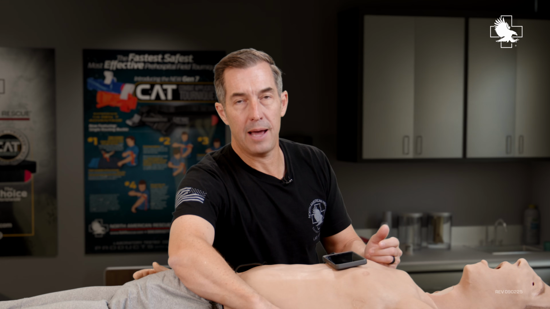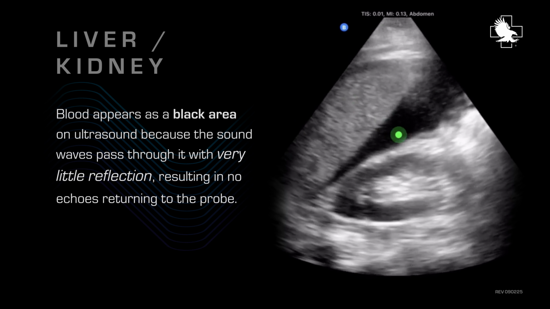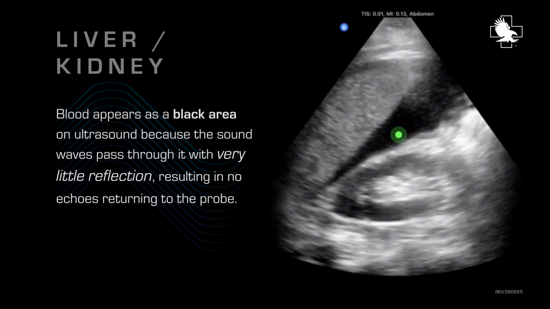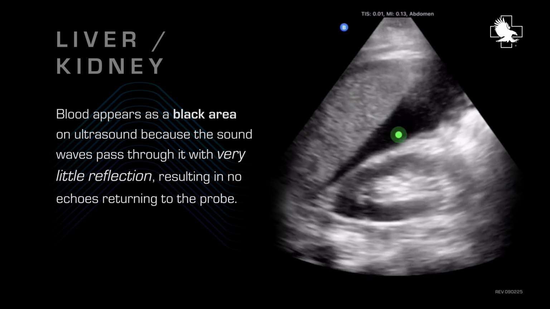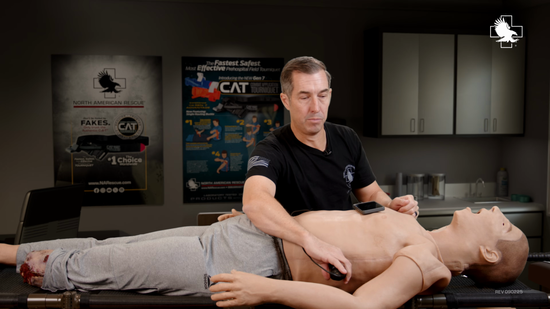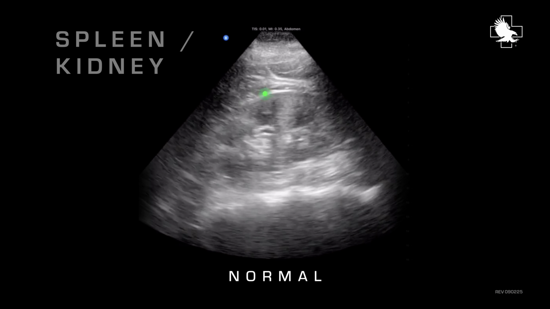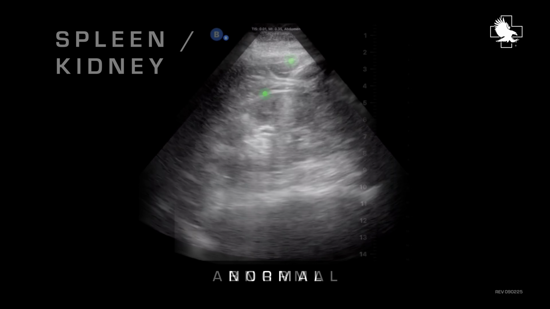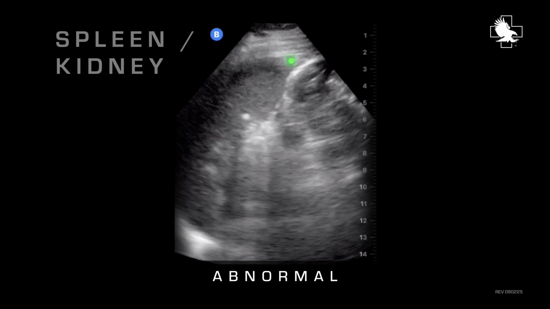So what does blood in the abdomen look like? Blood looks like a black spot because as the ultrasound waves penetrate through, it travels with minimal reflection. So it's just going to look like a black spot. I'll show you some normal, and then here's an abnormal one where you can see the fluid that's built up between the spleen and the kidney.